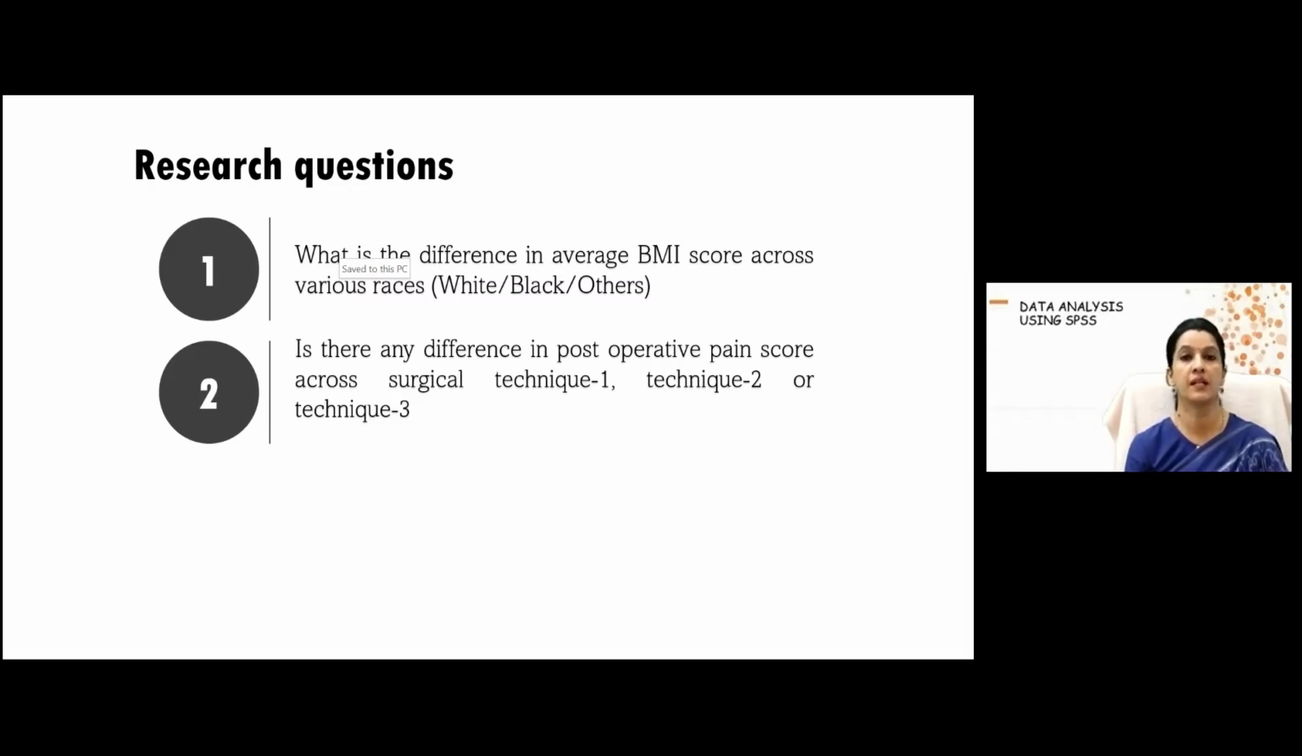If you see the second example, if I want to test the difference in post-operative pain score across surgical technique 1, surgical technique 2, and surgical technique 3, then I will apply one-way ANOVA. Here, the dependent variable is the post-operative pain, which is measured on a VAS scale, and the independent variable is the categorical one, where the 3 categories are technique 1, technique 2, and technique 3.